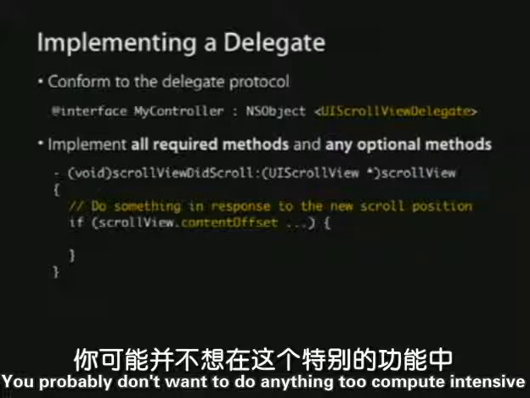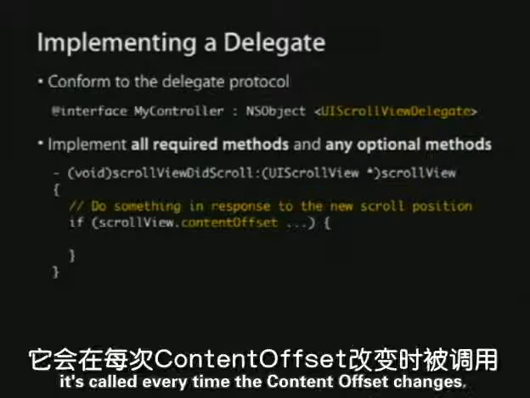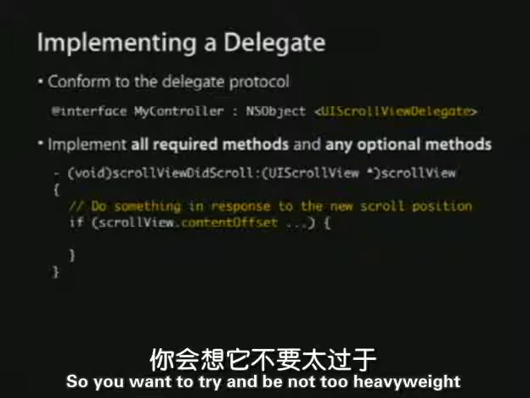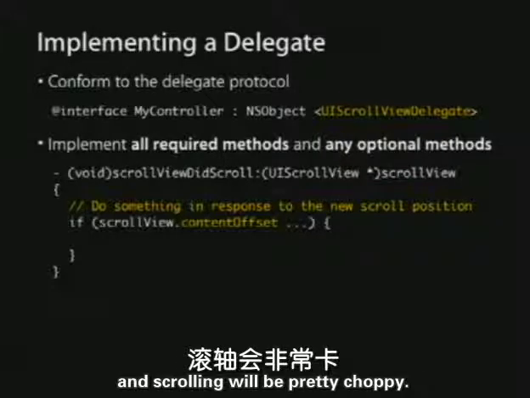You probably don't want to do anything too compute intensive in this particular method because, as I mentioned, it's called every time the content offset changes, so it's continuously while the user's scrolling around. So you want to try and be not too heavyweight in your computation in here, or else the user experience will get pretty bad and scrolling will be pretty choppy. So that's the basic idea.